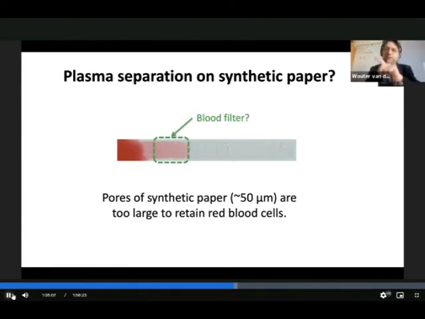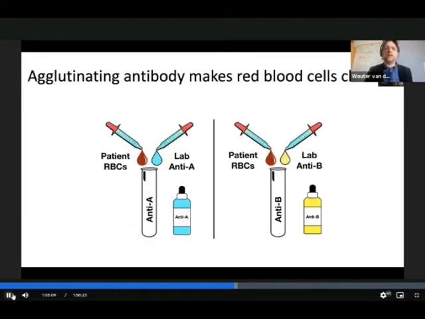Now, I have a very clever student who solved this problem. What he did is he found an antibody, an agglutinating antibody. And this antibody, that's a protein. If you add it to blood, it will make sure that two red blood cells stick together. It's like a glue for blood cells. So we add this to blood, the blood will start clotting. And now if you clot blood, you form clots of blood, they cannot flow through the paper.